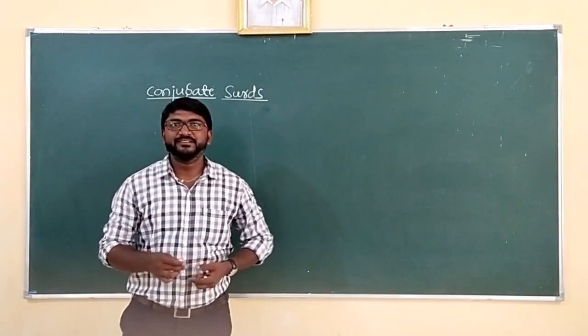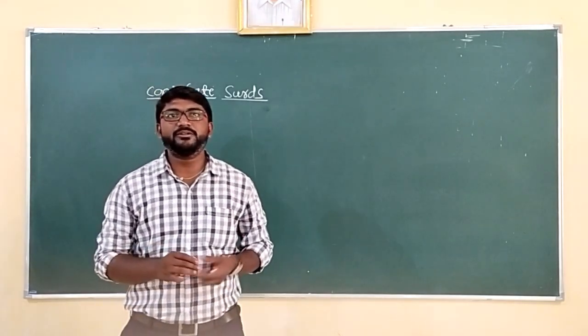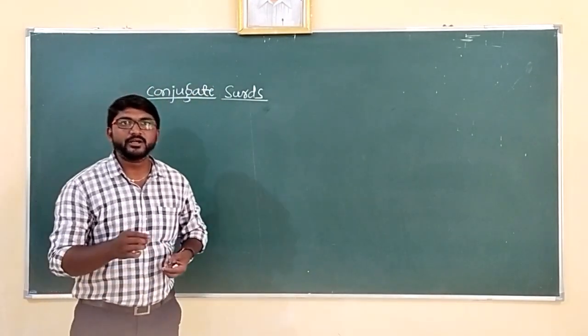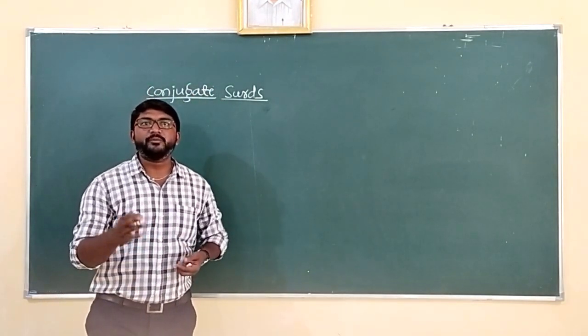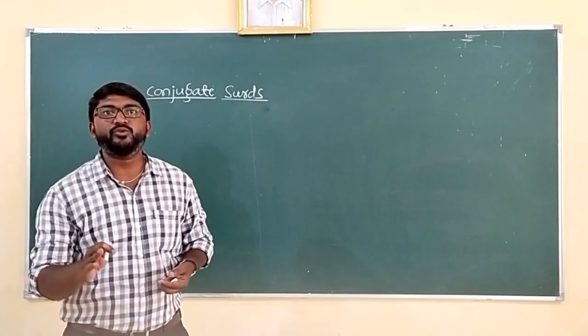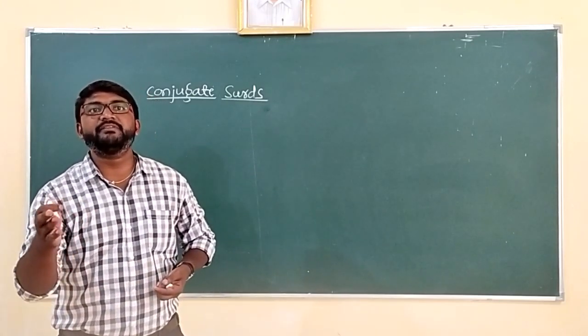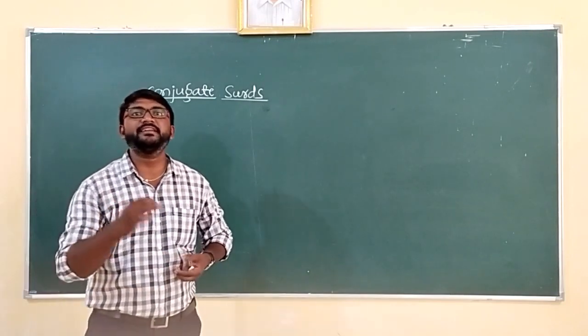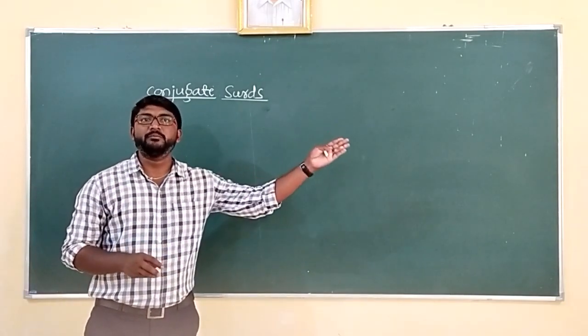Good afternoon, students. In today's class we are going to discuss conjugate surds. Let me give the definition of a conjugate surd. Two binomial surds which differ only in the sign between them are called conjugate surds. Here the sign is nothing but plus or minus.